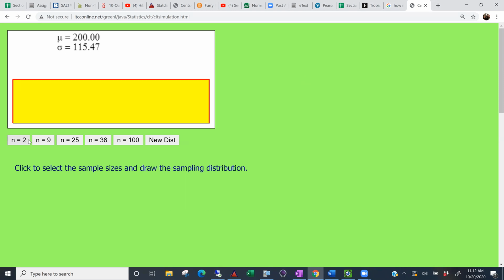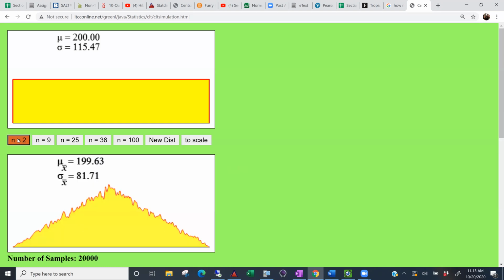Okay. Now here's what's going to happen. We're going to take samples out of this population just like we did last week with the handout from section 6.3 and look at the distribution. So we'll start by taking samples of size 2. Now the computer is going to generate thousands of samples of size 2 and then plot the distribution. Now let's take a look at that distribution. There it is for me.